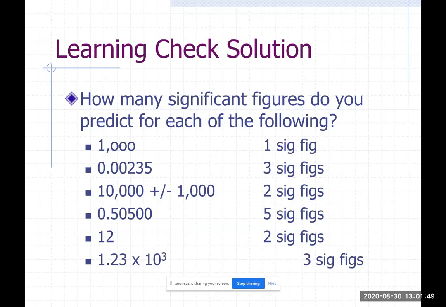And here is a learning check solution, just in case you need to have a look at it later.